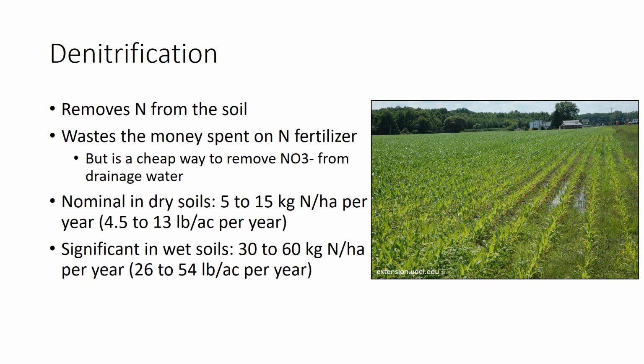So in dry soils, it's usually nominal, so a small amount, 5 to 15 kilograms, or 4.5 to 13 pounds per acre per year. And in wet soils, it can be significant, as high as 54 pounds per acre per year. So this is actually one reason why wet soils along a stream or in what is or used to be wetlands do not make for very economical pieces of land to farm, because it does take so many inputs to actually get a decent crop.